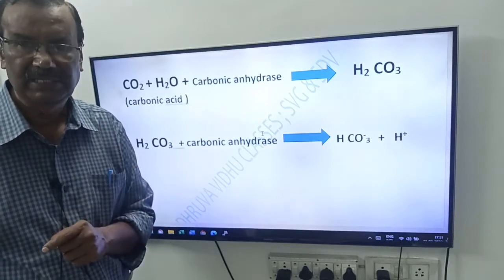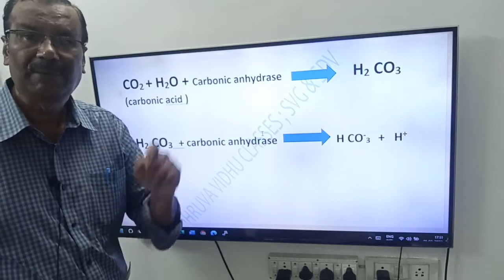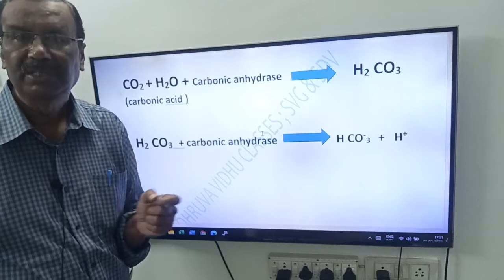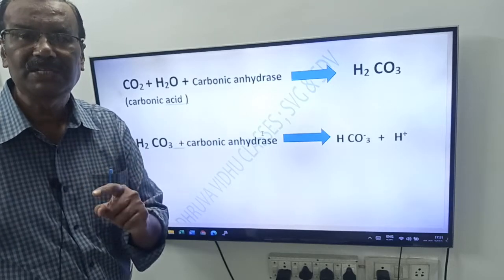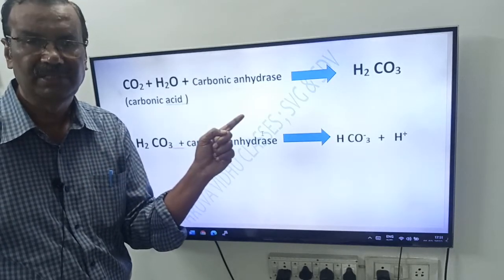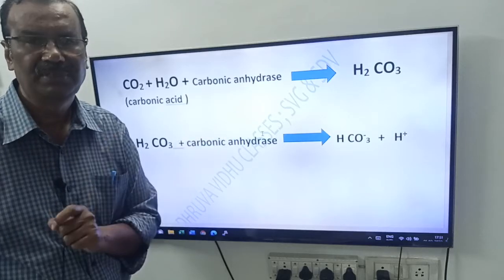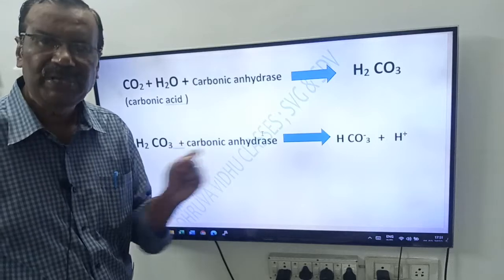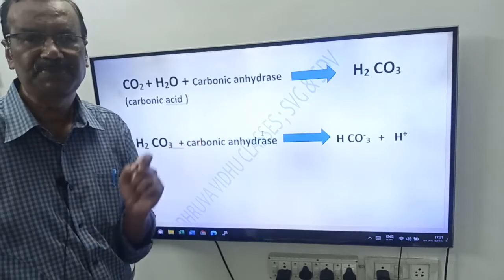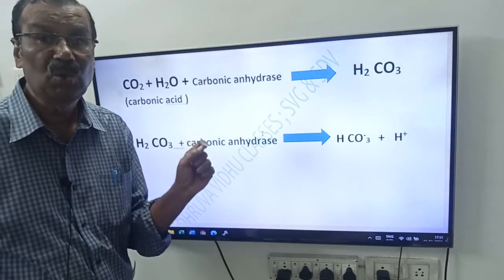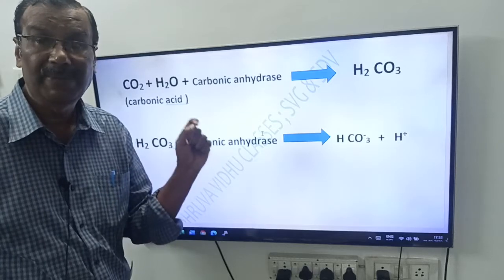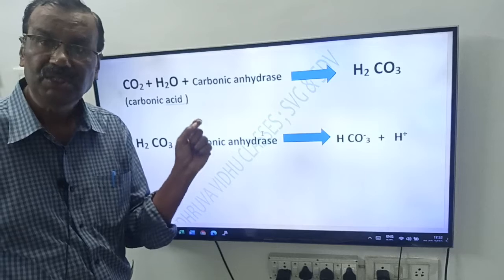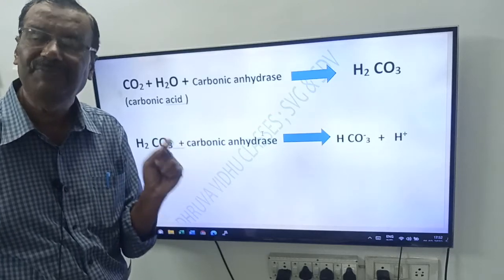membrane of the RBC. At the same time, to compensate the ions, chloride ions which are present in the plasma enter into the RBC. So the exchange of bicarbonates and chloride ions between RBC and plasma is called what, friends? Chloride shift or Hamburger phenomenon. This is a 2 marks question, friends. Chloride shift or Hamburger phenomenon.